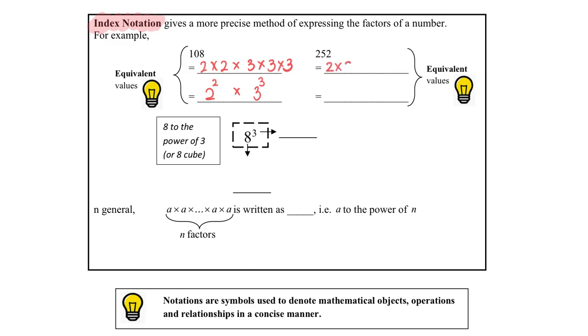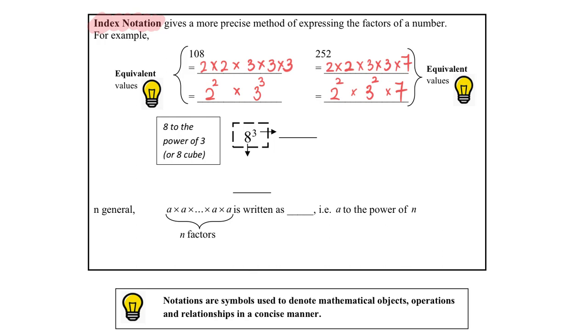It can be written as 2 times 2 times 3 times 3 times 7, which is 2 power 2, 3 power 2, and 7. And here, at this stage, I would like to introduce to you that this is known as index notation. Using 8 power 3 as the example, okay?